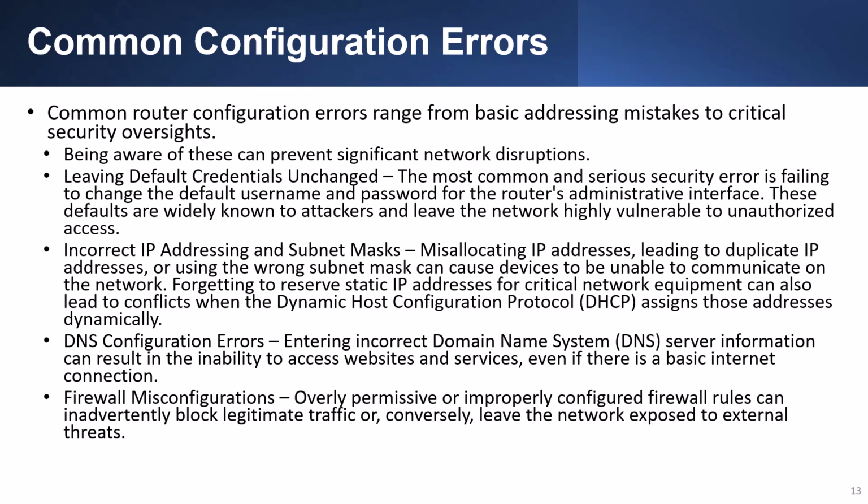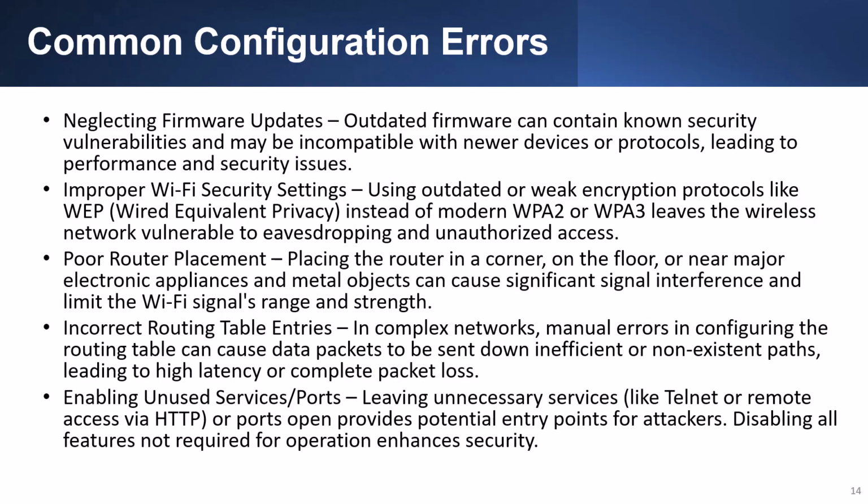Firewall misconfiguration. Overly permissive or improperly configured firewall rules can inadvertently block legitimate traffic or conversely leave the network exposed to external threats. Neglecting firmware updates. Outdated firmware can contain known security vulnerabilities and may be incompatible with newer devices or protocols, leading to performance and security issues. Improper Wi-Fi security settings. Using outdated or weak encryption protocols like WEP instead of the modern WPA2 or WPA3 leaves the wireless network vulnerable to eavesdropping and unauthorized access.